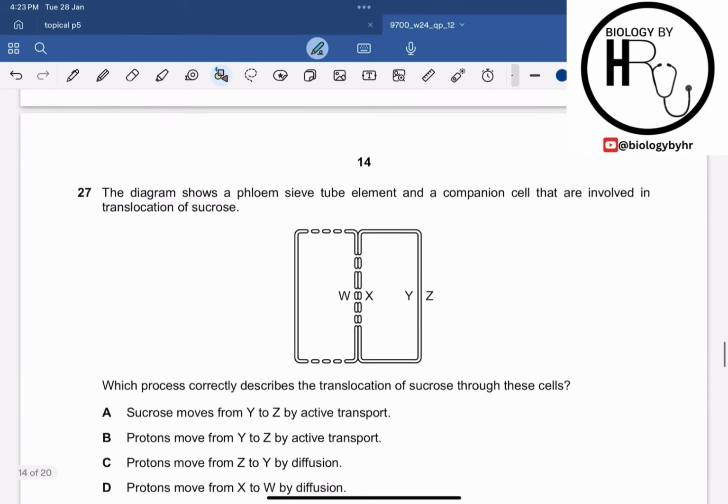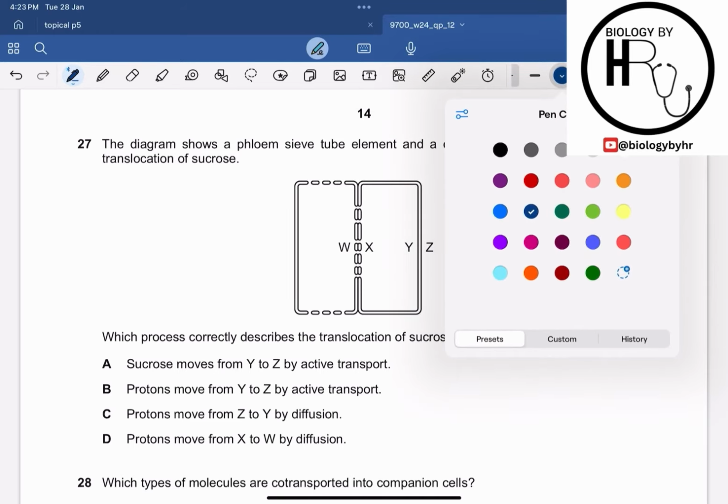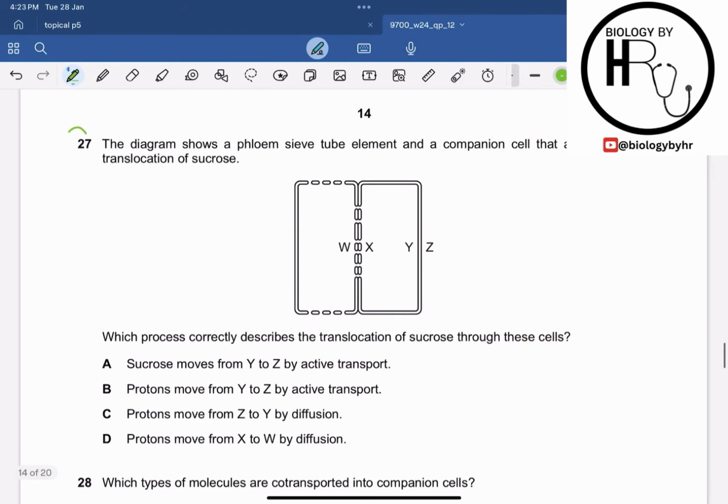Now let's move on to question 27. It is also from the transport in plants chapter, so now let's discuss this MCQ. Over here they are saying that the diagram shows a phloem sieve tube element and a companion cell that are involved in the translocation of sucrose. Which process correctly describes the translocation of sucrose through these cells?